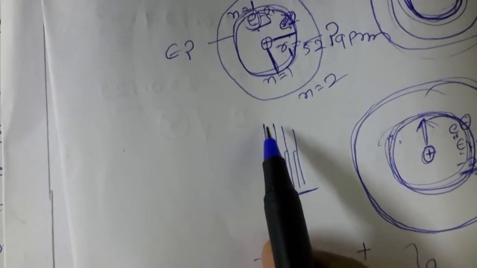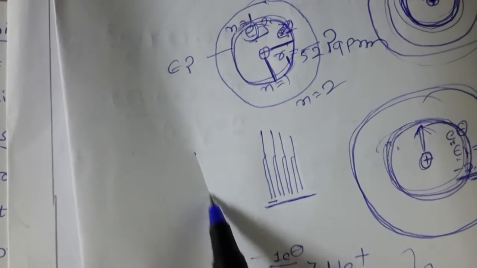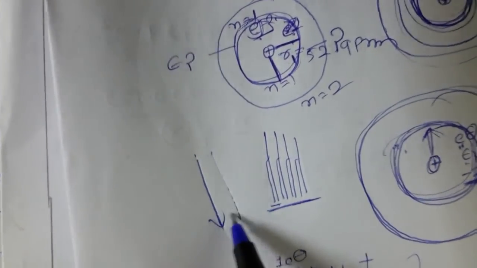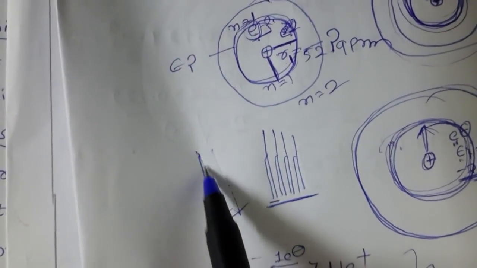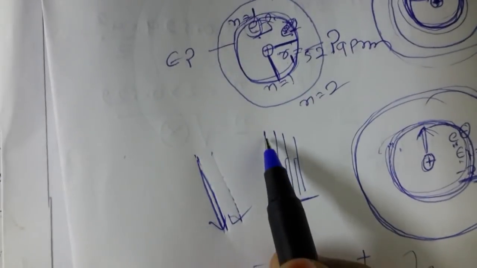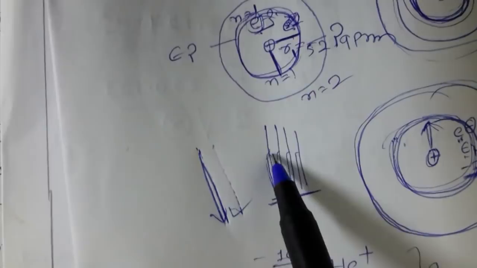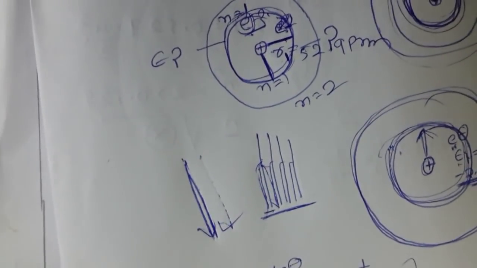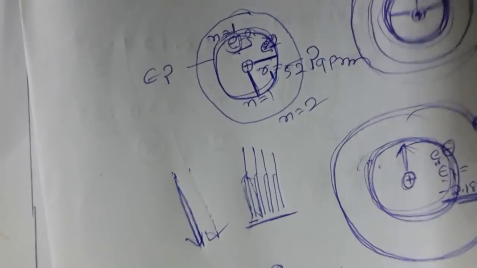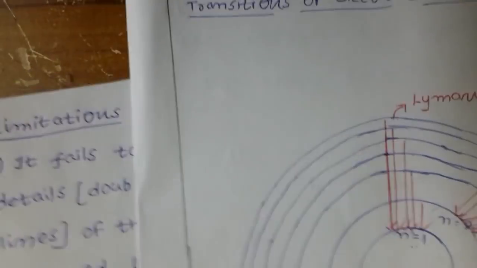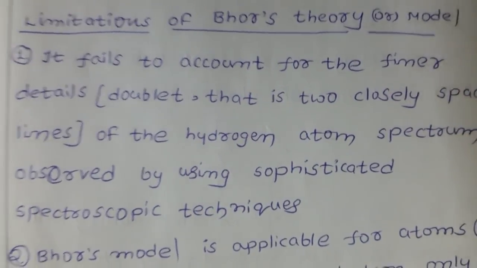Generally, Bohr explained only one line, like the Lyman series. But if you go for finer resolution, instead of one line you are able to see two lines. Why did this happen? He didn't give any explanation. That is the drawback or limitation of the Bohr model.